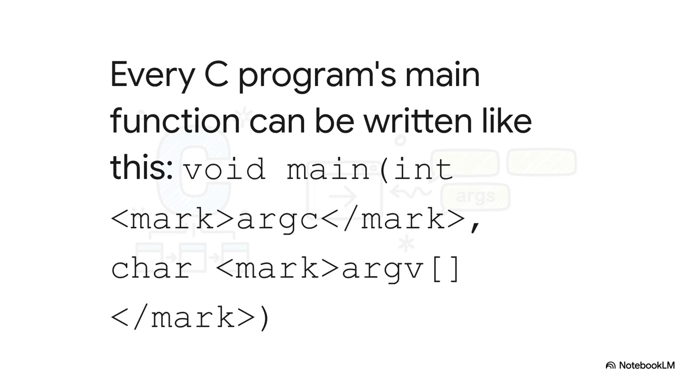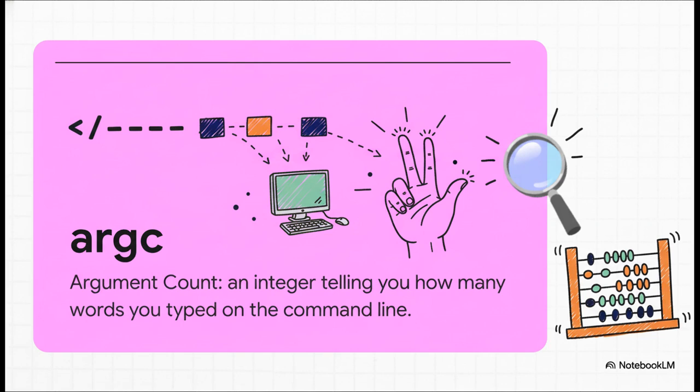These two variables are the keys to the whole kingdom. First up is argc, and that C, just think count. It's that simple. It's just an integer, a plain old number. Its entire job is to tell you how many separate items or words were typed on the command line when you ran the program. It's basically your program's first question. Hey, how much stuff did they give me to work with?